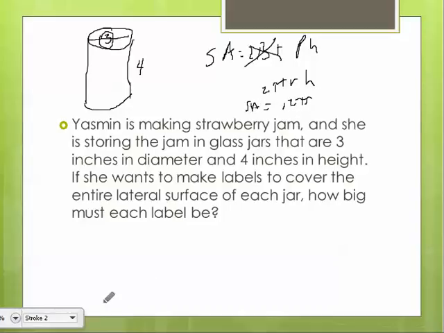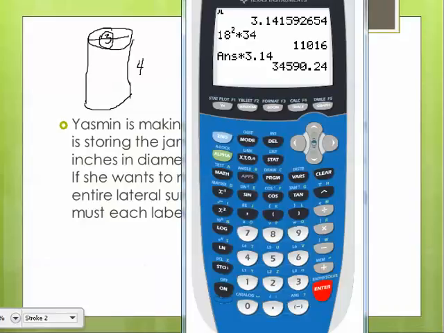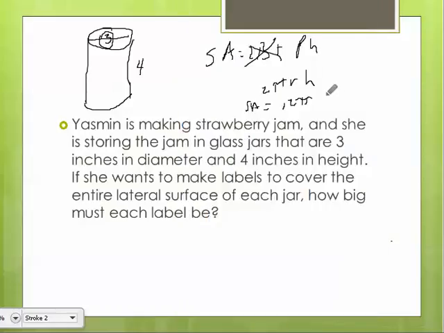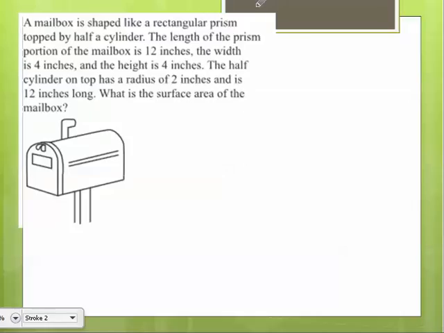Well, you know what? She's going to want that in some number. So I'm going to say 12 times 3.14. And we wind up with 37.68 inches squared. That's how big each label must be. 37.68 square inches. Okay.